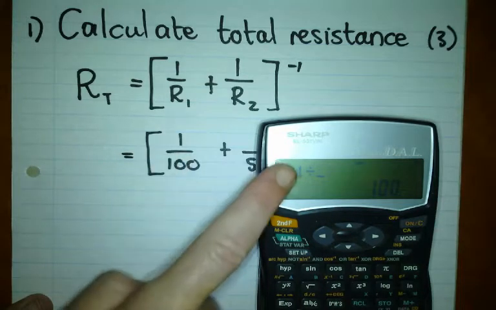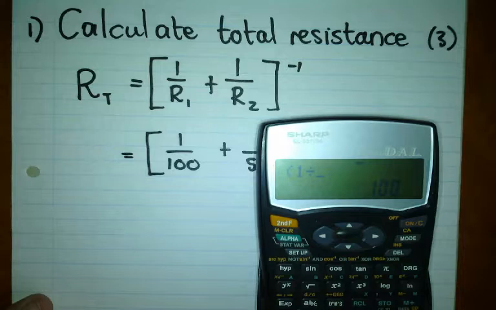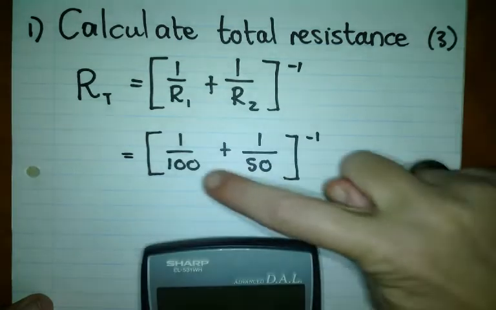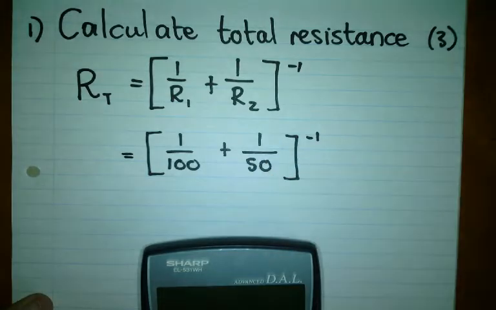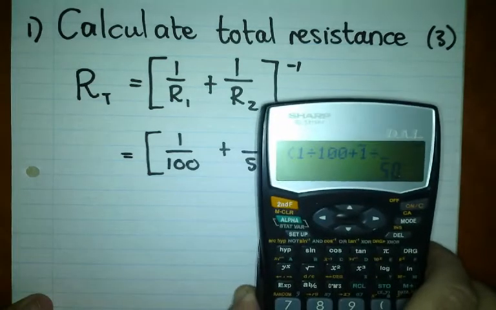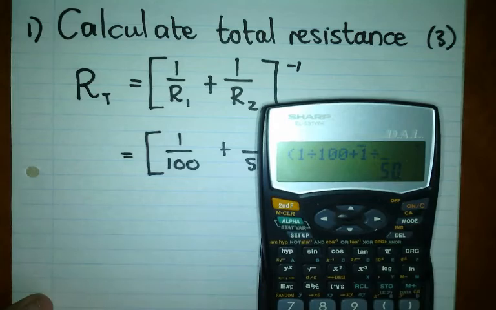My fraction line means divide by. Alright, plus 1 divide by 50. Cool, so now we have 1 divide by 100 plus 1 divide by 50. Luckily our calculators know BODMAS, so we don't have to worry about putting more brackets in, and then I'm going to close the bracket.